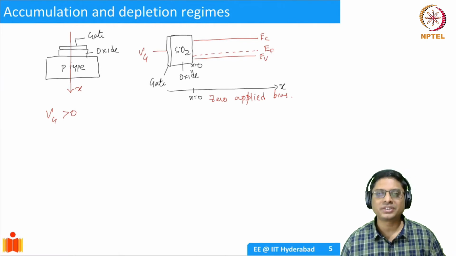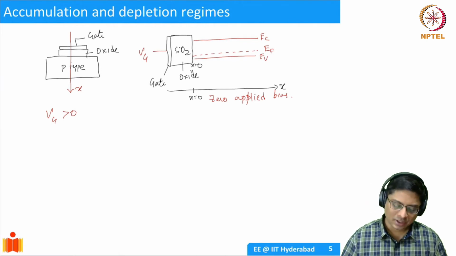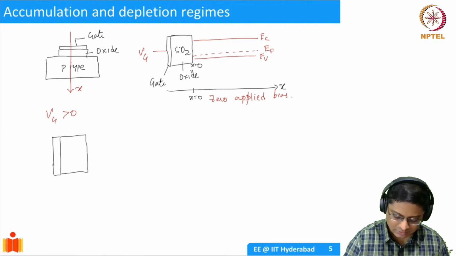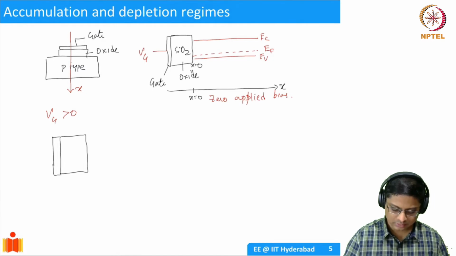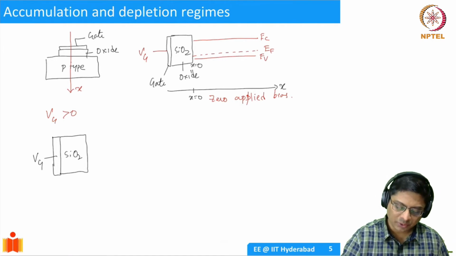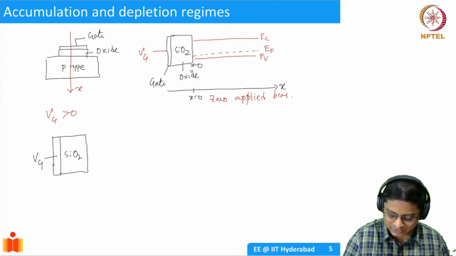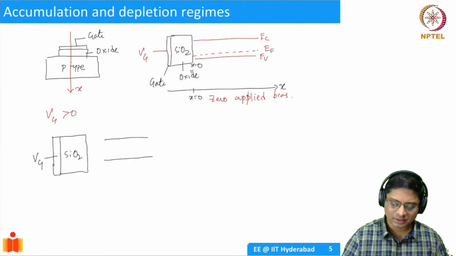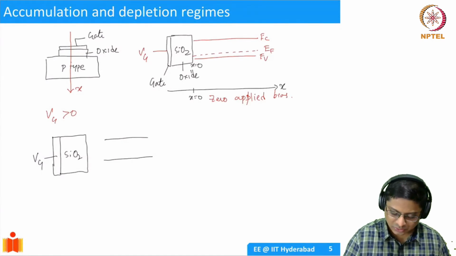How will we represent depletion in a band diagram? Well, let's draw it one more time. Let's say this is your metal, there is an oxide, SiO2, and this is VG you're applying. Now it's depleted. So let's ignore the interface for a moment and just draw the bands in the bulk, where you should have an EF like this.